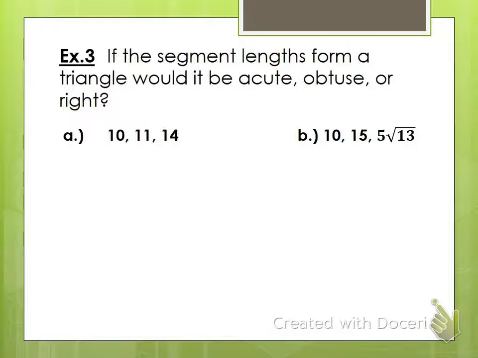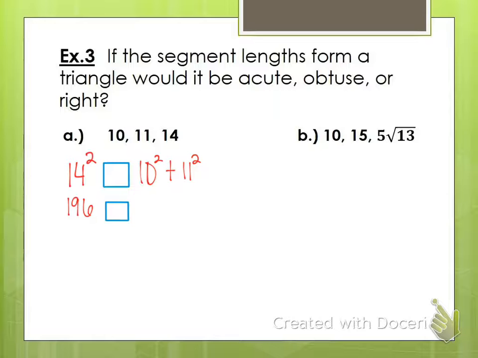On the left side, we should be putting our c squared, which in this case is 14 squared, comparing that to 10 squared plus 11 squared. 14 squared is? Okay, 10 squared. 11 squared. Obviously not going to be a right triangle, but we can classify it otherwise. If I add 100 and 121, 221. So in this case, c squared is smaller, less than, so this is acute.